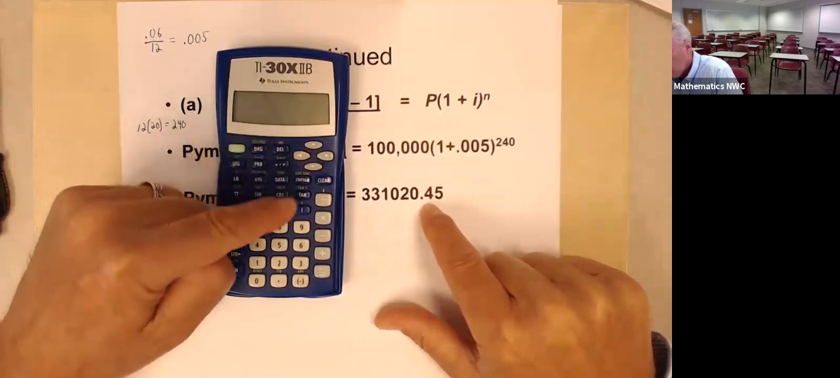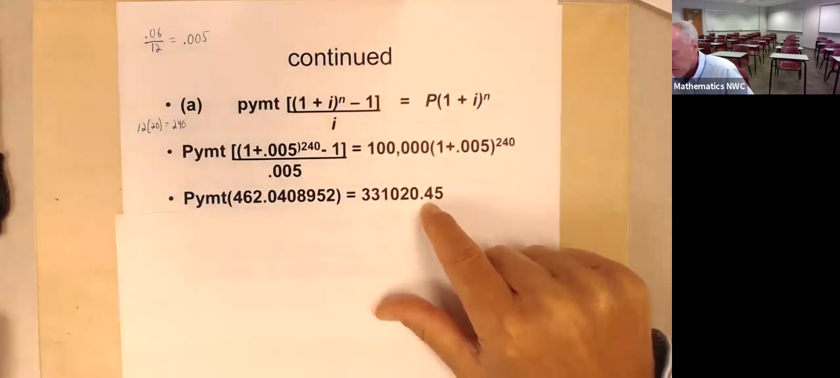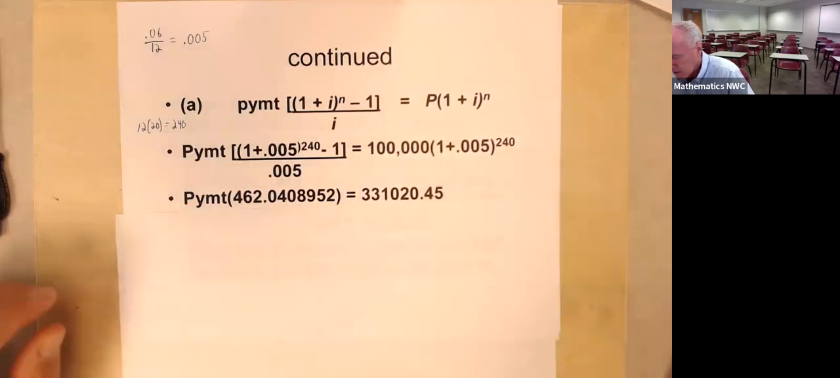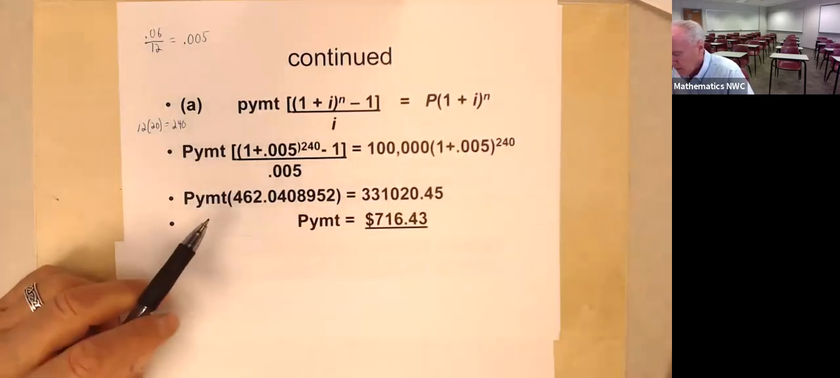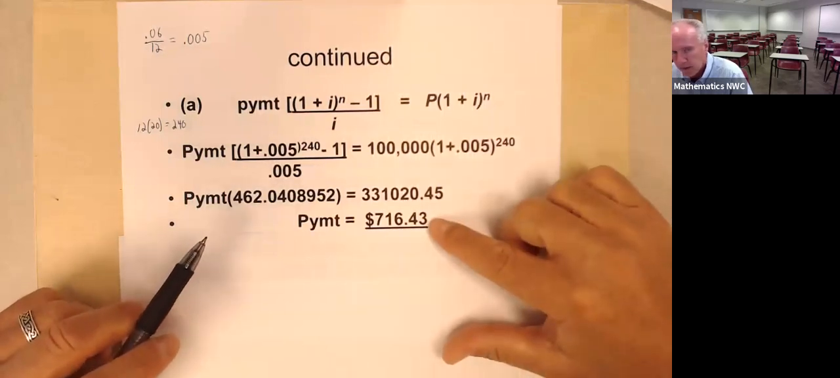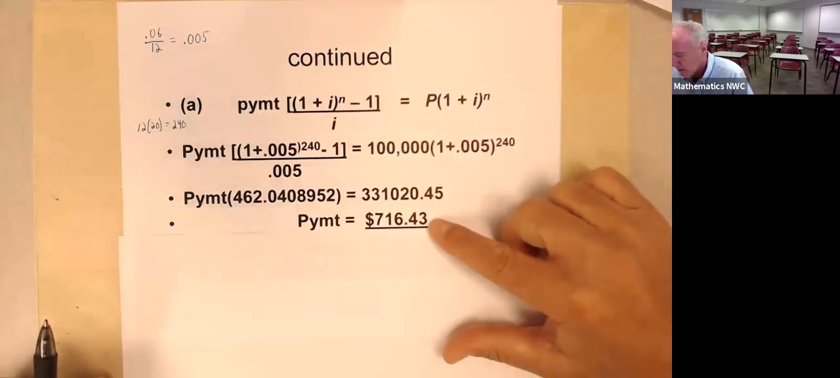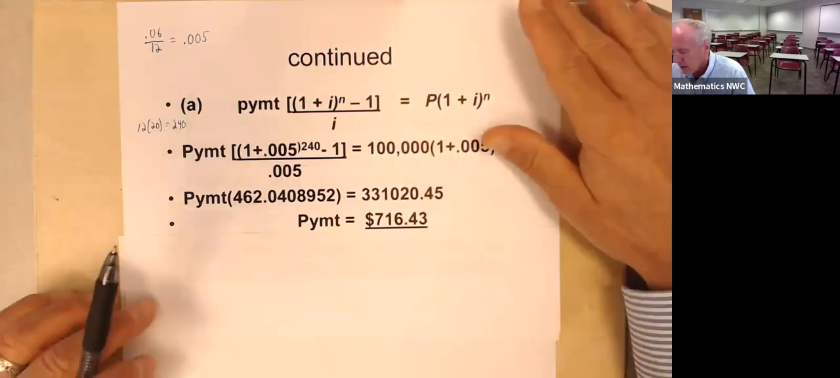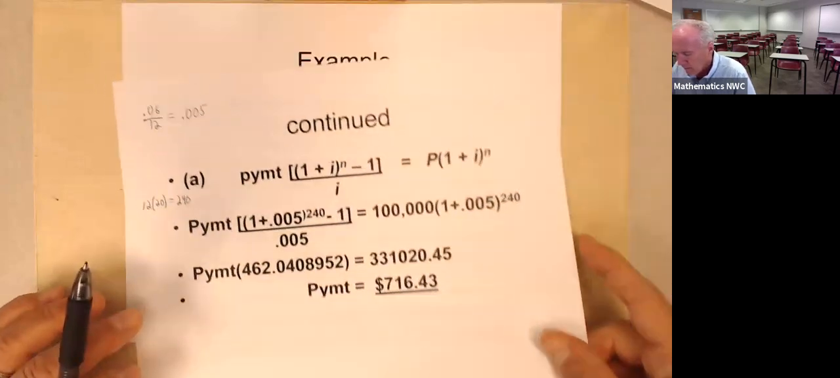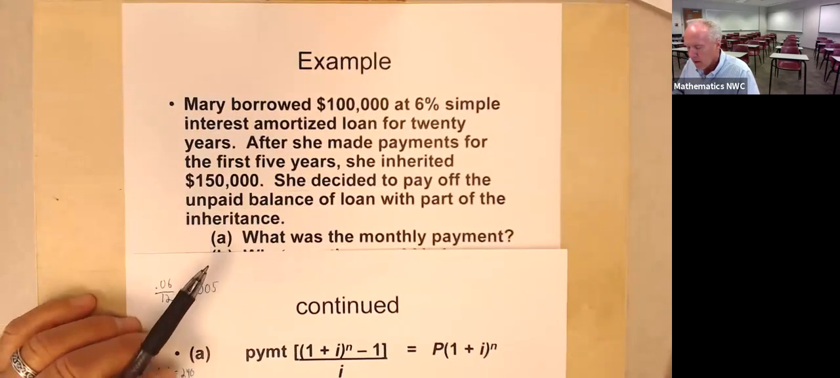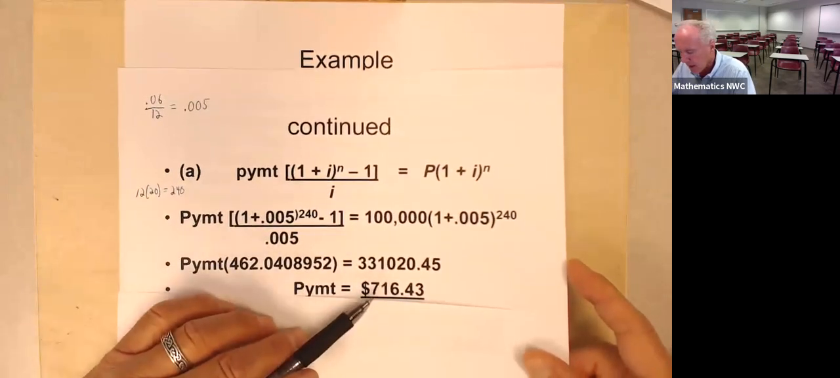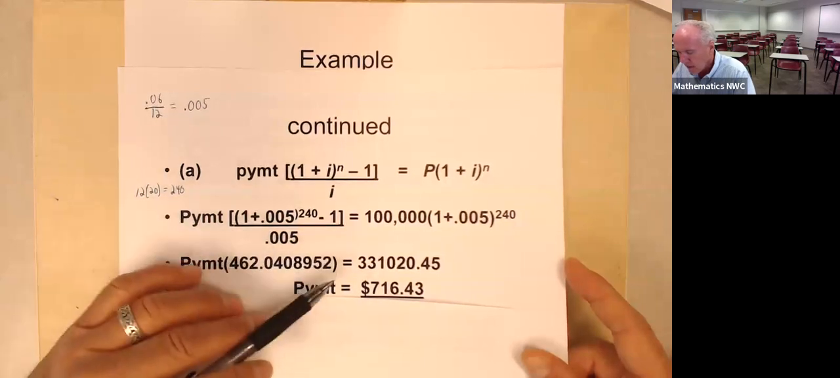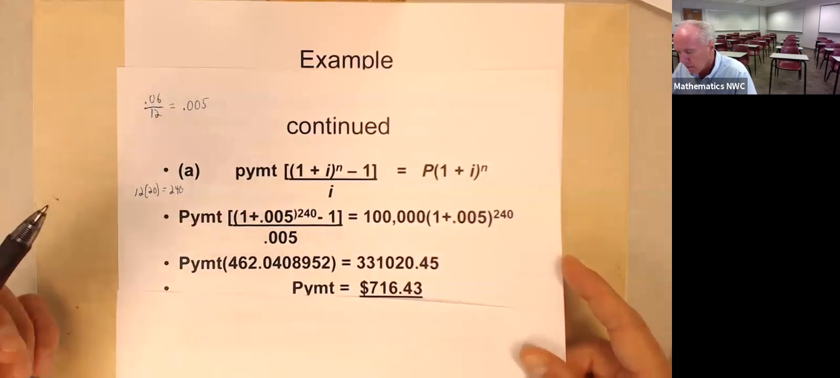Again, redo that as often as you need to get to these two numbers. Then you divide by the 462, and here's your monthly house payment, $716. That was part A, the monthly house payment. $716.43. If you need to pause here to write things down, please do so.